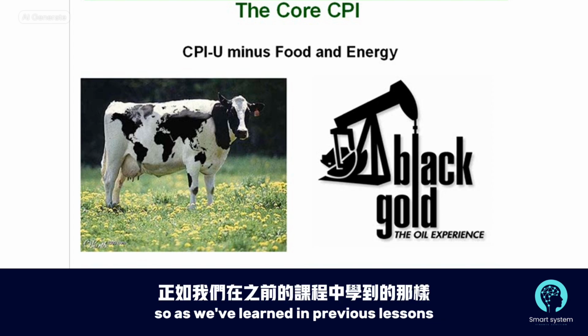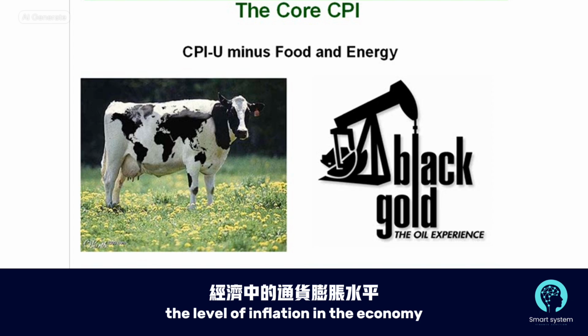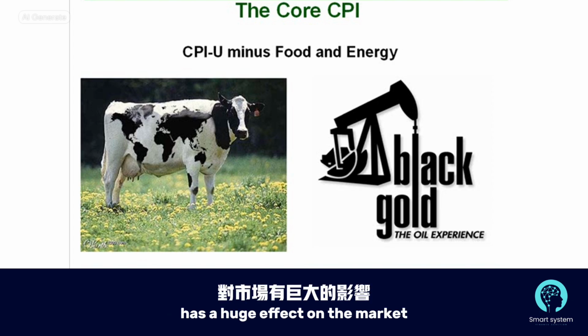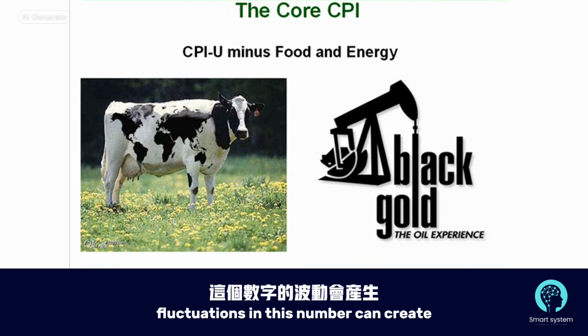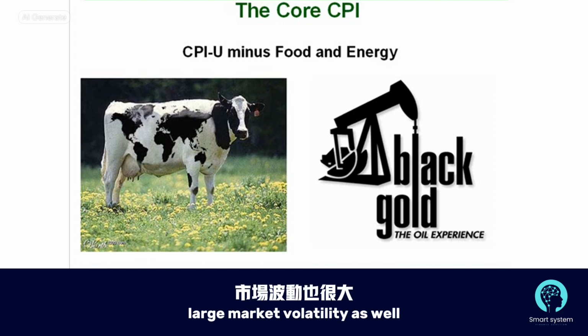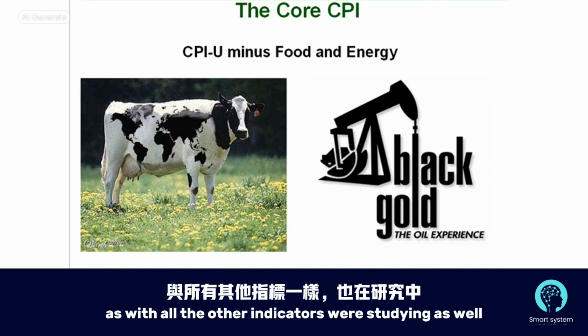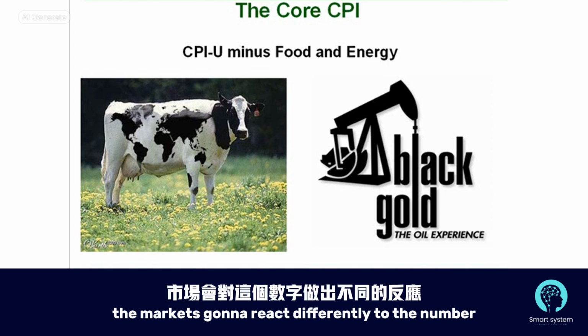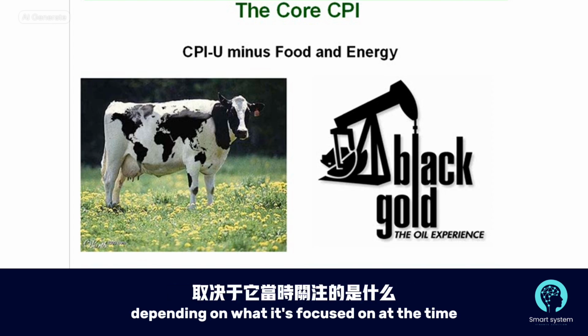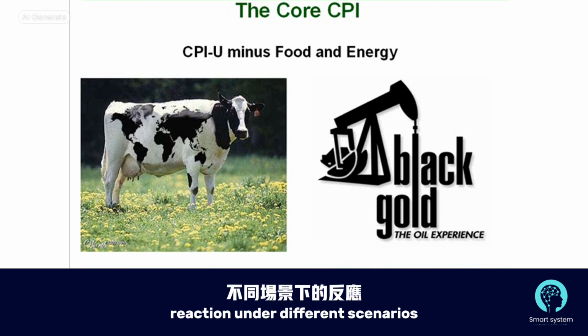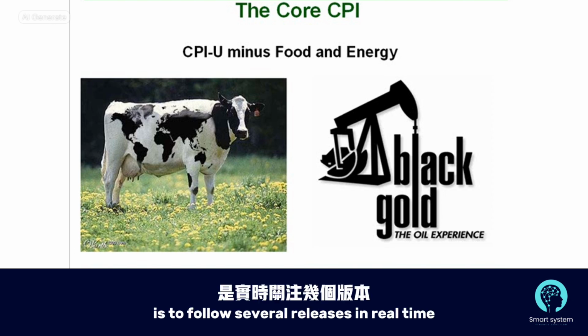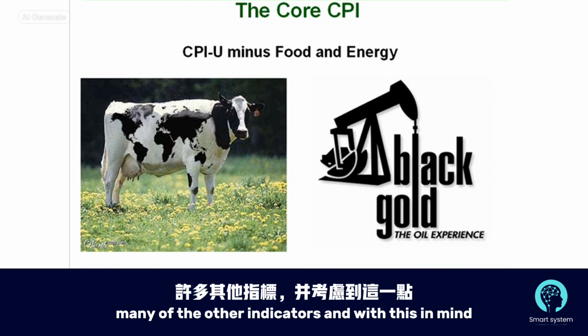So as we've learned in previous lessons, the level of inflation in the economy has a huge effect on the market. As the CPI is the primary measure of inflation, fluctuations in this number can create large market volatility as well. As with all the other indicators we're studying, the market's going to react differently to the number, depending on what it's focused on at the time. So the best way to learn how to anticipate the market reaction under different scenarios with this number is to follow several releases in real time, as with many of the other indicators.